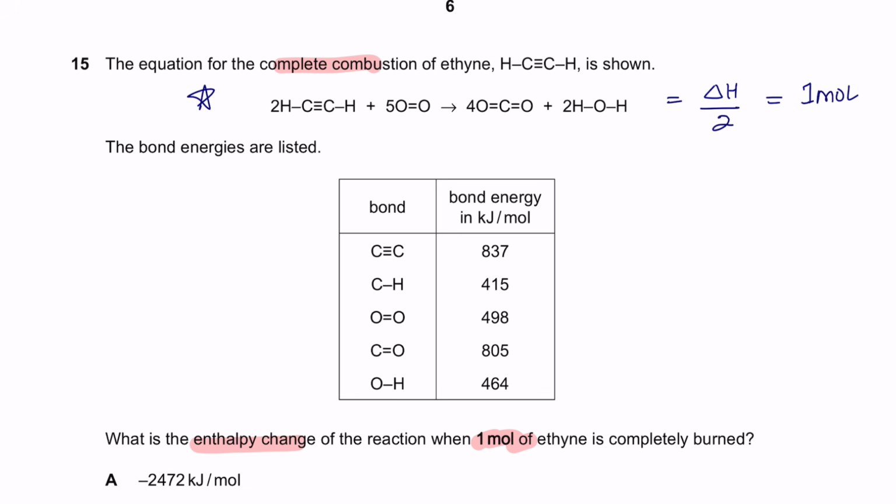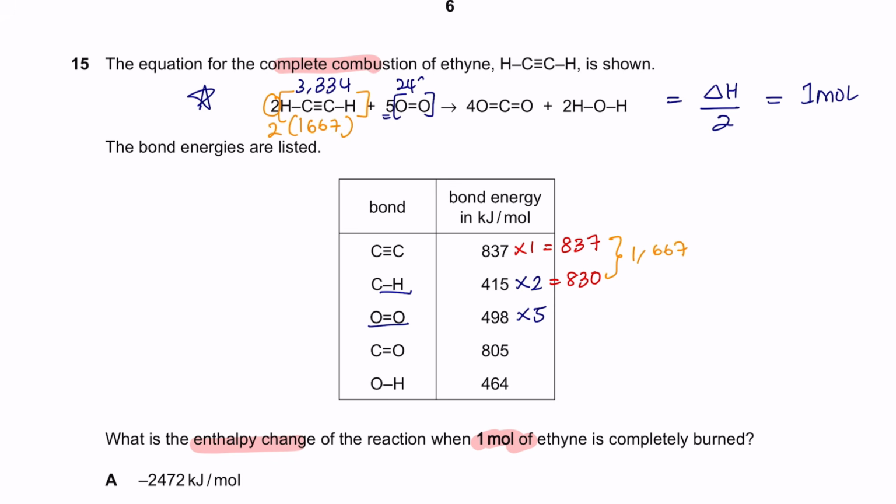So let's see, you have got 2 C-H bonds, so we will multiply this C-H bond by 2, and you have got 1 triple carbon bond, so multiply this by 1. Adding these two up together, you get 1667. So the value here is 1667. But remember that you have 2 moles of this, so it will be 3334. And then you've got 5 moles of the oxygen double bond, so we're going to multiply it by 5. And that would be 2490.